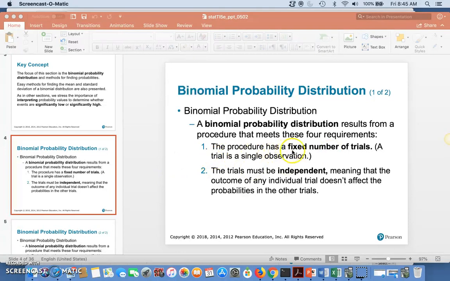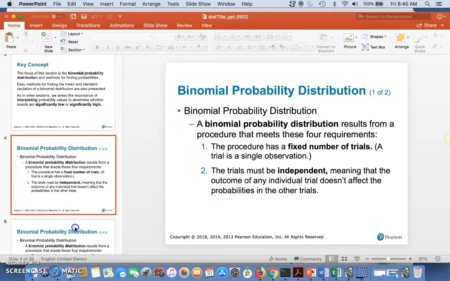So the procedure has a fixed number of trials. A trial is a single observation. Two, the trials must be independent, meaning that the outcome of an individual trial does not affect the probability in other trials. So the fixed number of trials and independent. Let's see what the other 2 are.